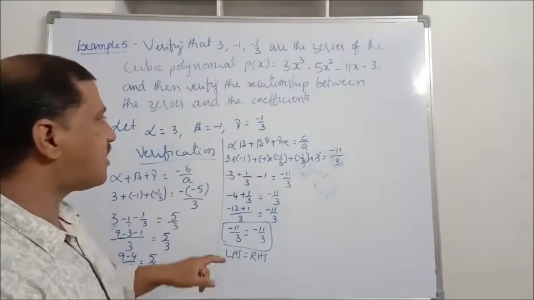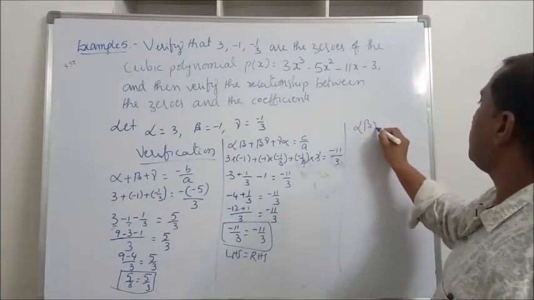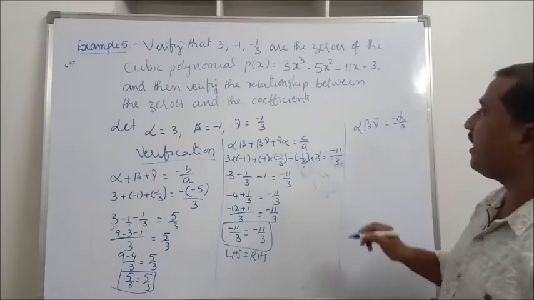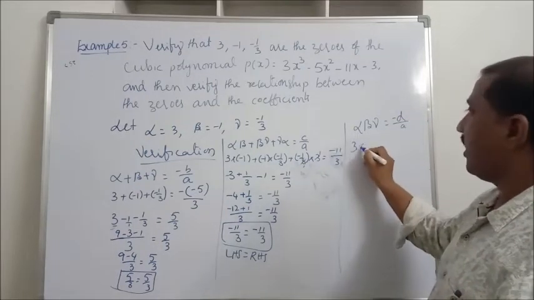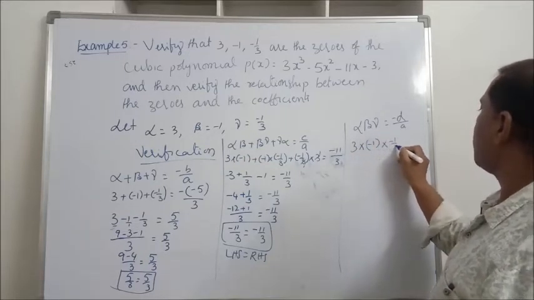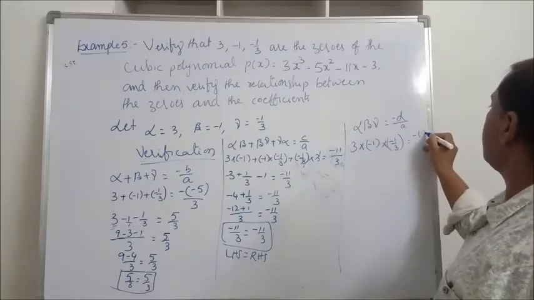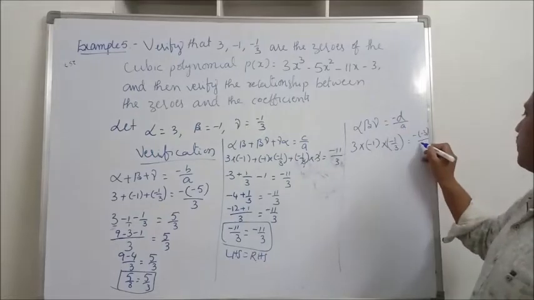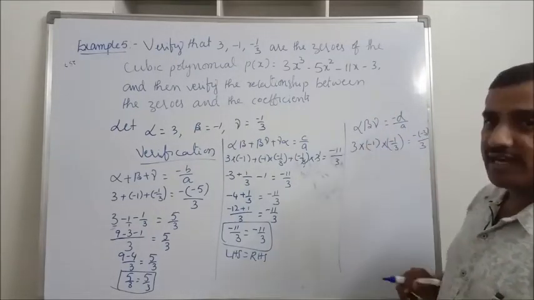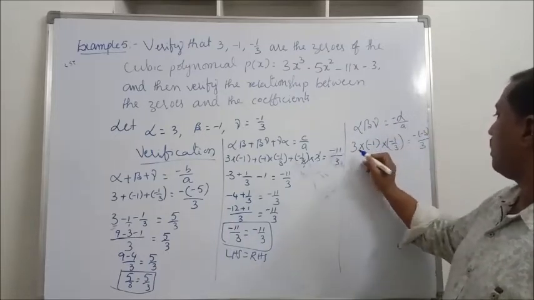Now the third relationship, it is the product of the zeros, that is alpha into beta into gamma is equal to minus d by a. Alpha is equal to 3, beta is equal to minus 1, gamma is equal to minus 1 by 3, and minus d is equal to minus 3, a is equal to 3. Substitute alpha as 3, beta as minus 1 and gamma as minus 1 by 3, d as minus 3. Now we can multiply.